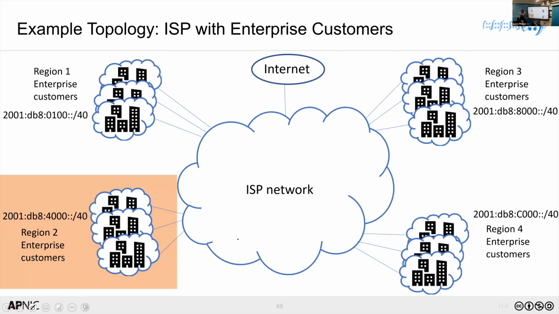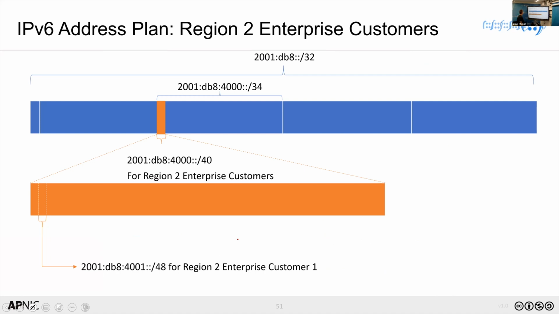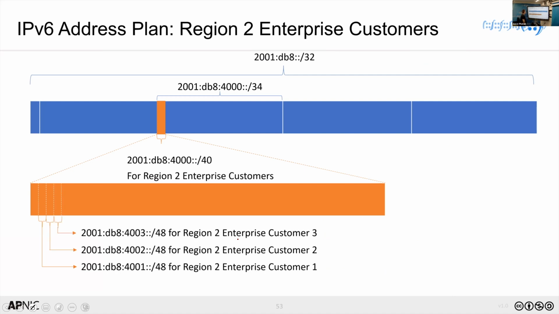So let's go and have a look at region 2. There's my /40 there for my region 2 enterprise customers, and I'm going to assign them out as thus. Personally, I probably wouldn't do it in this way. I would start here, leave this one blank, do the next one here, leave this one blank, next one here. That way I can hand out an adjacent /48 to my customer or to my site. And then if I need to, I can just aggregate that as a /47.